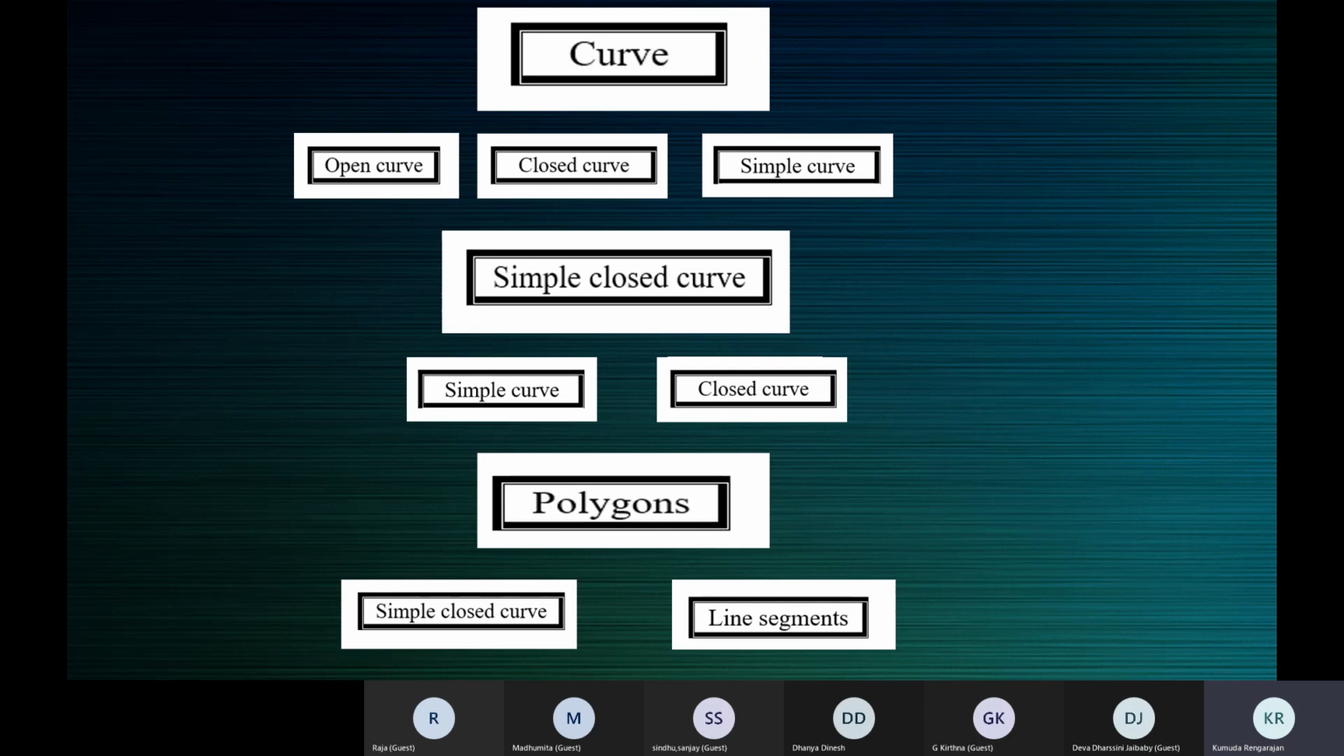So again, since we have simple closed curve, a simple closed curve must be a simple curve and it should be a closed curve. If a curve is a simple curve and a closed curve, then it is a simple closed curve.